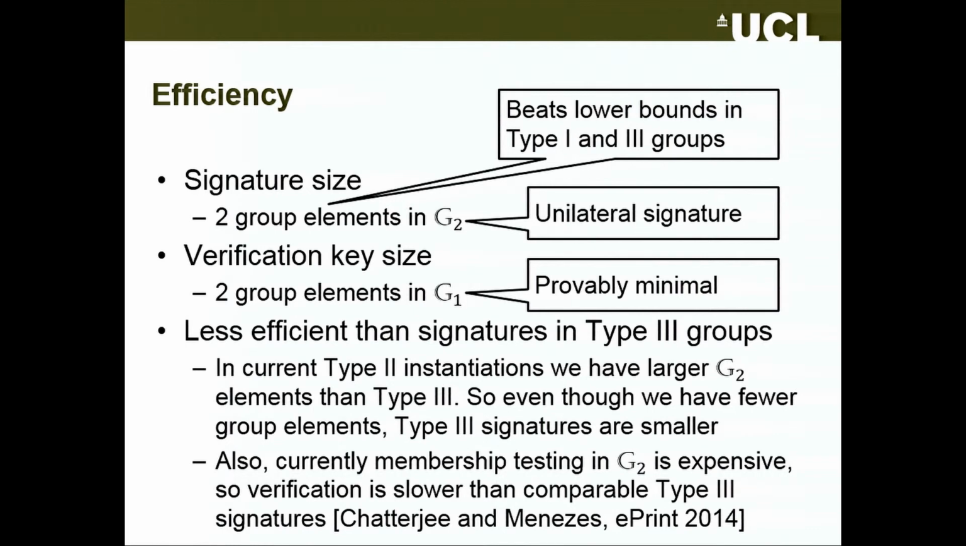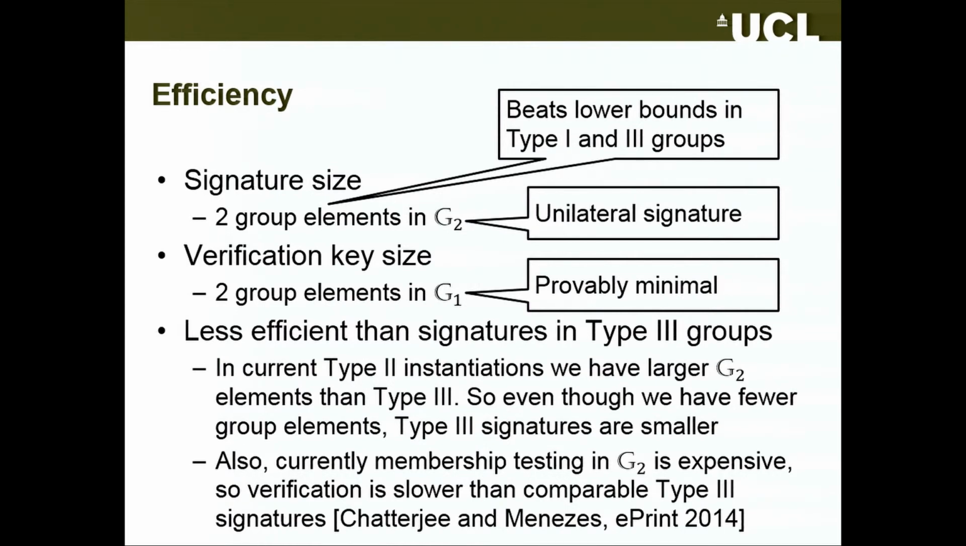Now, here's what I don't want to claim. I don't want to claim this is more efficient than the type 3 setting, okay? The reason for that is that if you look at the type 3 setting, then you actually have a shorter representation of the group elements. So even though corresponding signatures in the type 3 setting would have three group elements and we only have two, our signatures will actually be bigger because the representation of the group elements is bigger, okay?